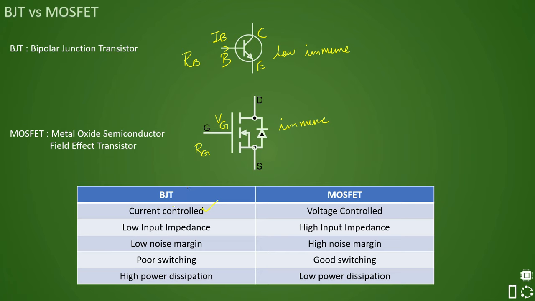So it will be able to cancel out the noise. And that is what it means here also. Low noise margin means it is having high immunity. And that is because of the input impedance difference. That is one factor.